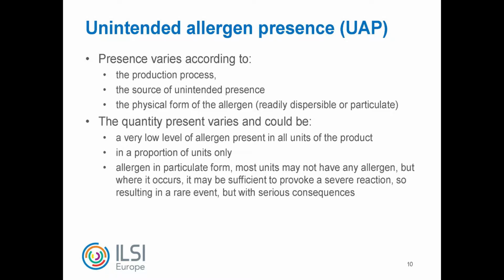Different production processes are differently vulnerable, apart from anything else. It varies according to the source of the unintended presence and the physical form of the allergen, readily dispersible, for instance, or particulate. And the quantity present varies and could be, for instance, a very low level of allergen in all units of the product, that's a particular situation, or only occur in a proportion of those units. And when the allergen is in a particulate form, of course, most units may not have any allergen, depending on how frequent the pieces are.